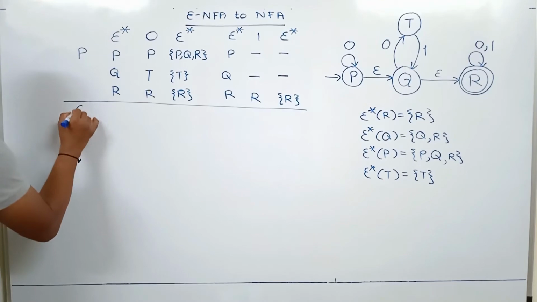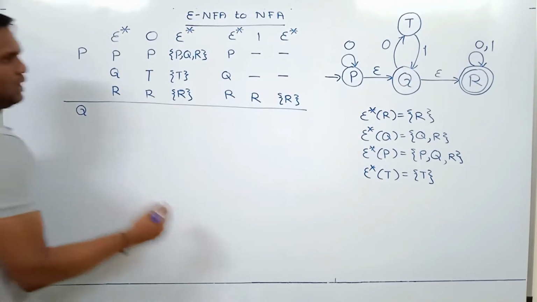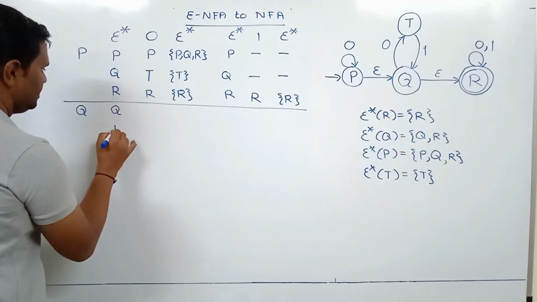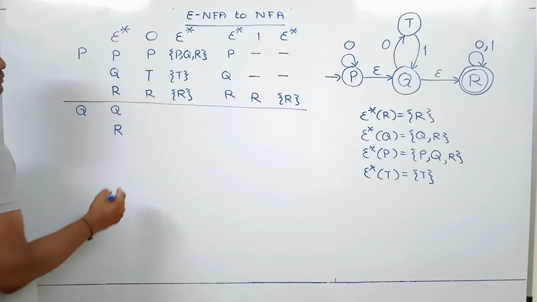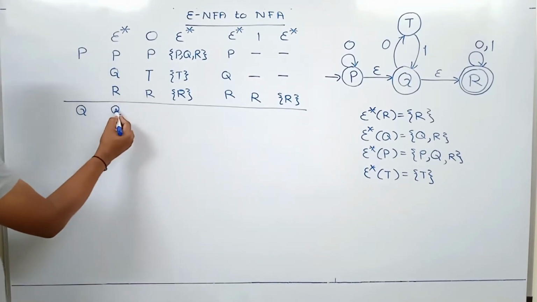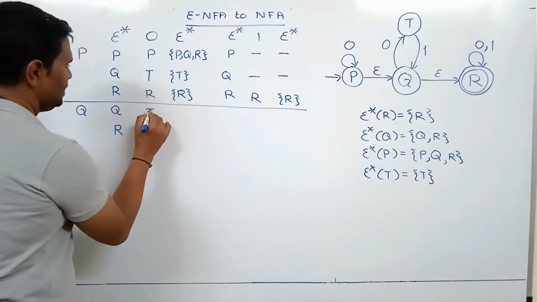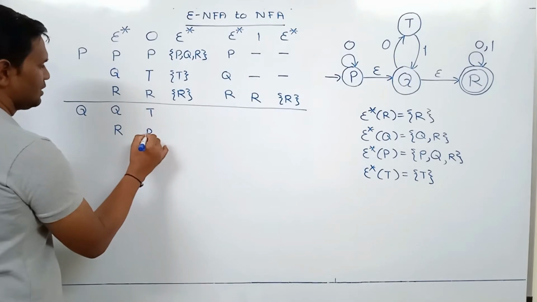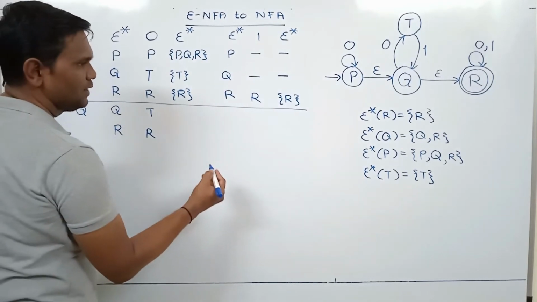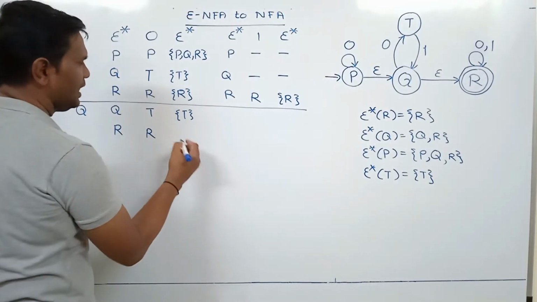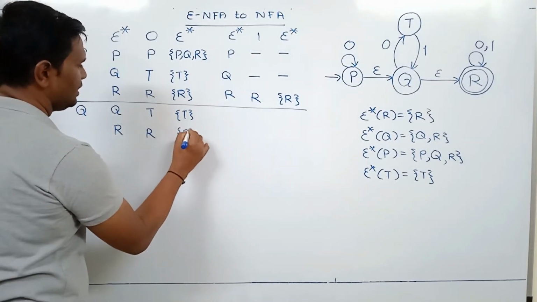Now we will calculate transitions for Q. Epsilon closure of Q contains Q and R. Now we have to consider transitions for 0. Q on 0 goes to T, R on 0 goes to R. Epsilon closure of T contains T. Epsilon closure of R contains R.